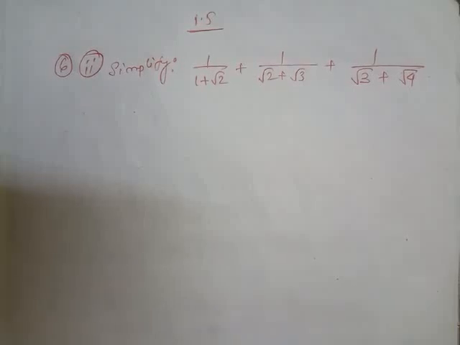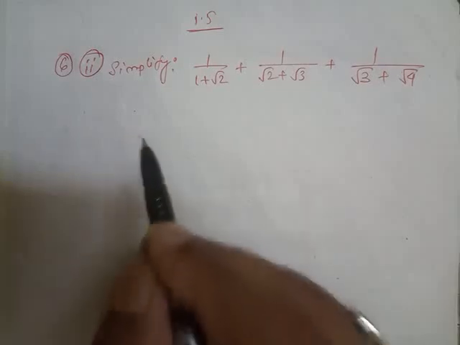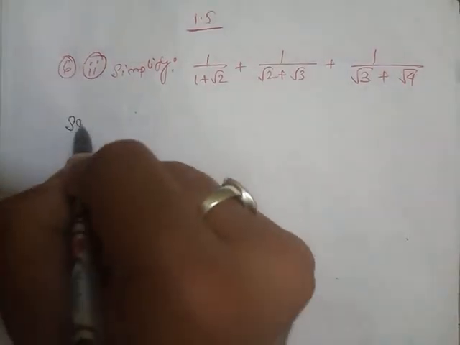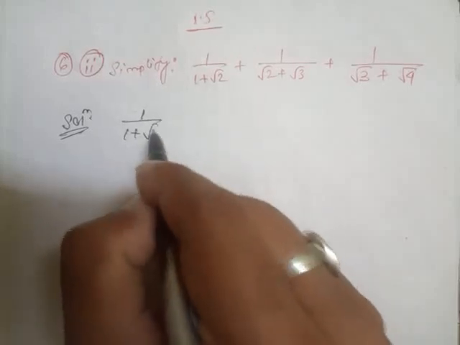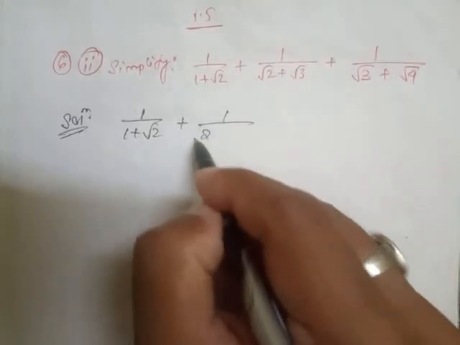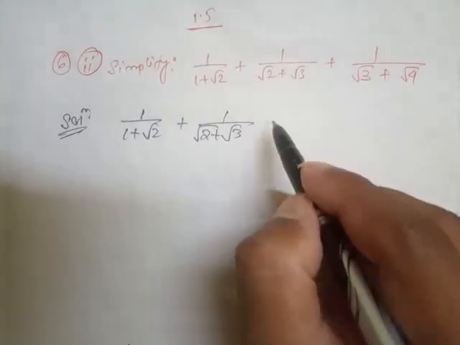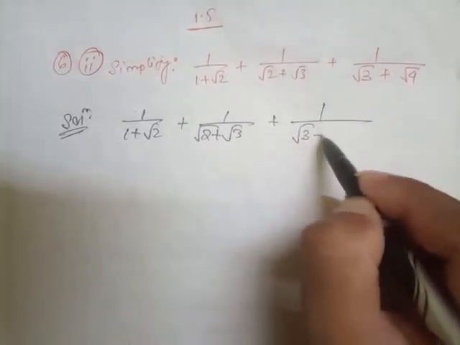Now students, we are going to solve exercise 1.5, class 9 general maths, question number 6, Roman 2. I am writing the solution here, and I will repeat the question again: 1/√2 plus 1/(√2 + √3), then 1/(√3 + √4).